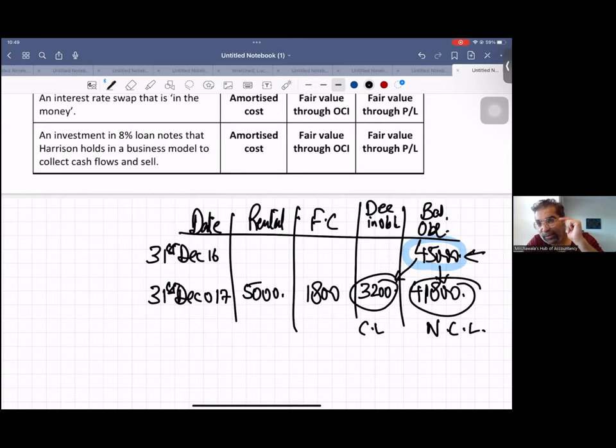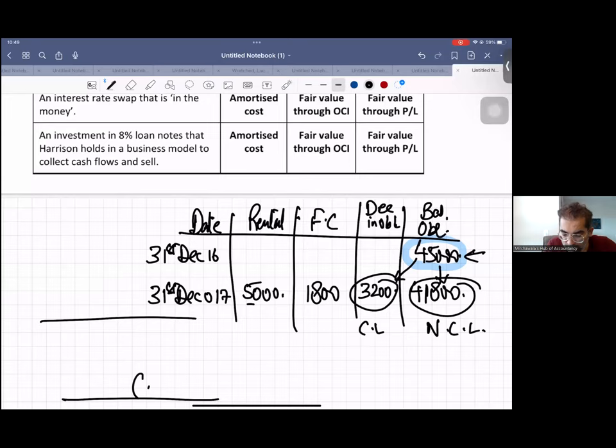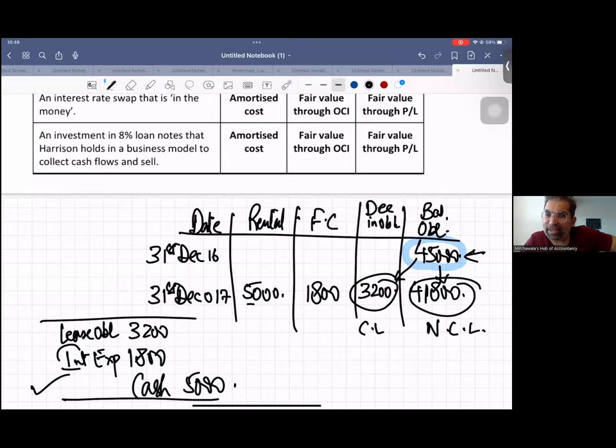Now the next thing, what happened when you go to next year? Next year you have to pay this 5,000, and what is the double entry for this 5,000? You will credit cash or bank by 5,000. You will decrease your lease obligation by 3,200. And 1,800 is your interest expense. This is the accounting entry for next year.